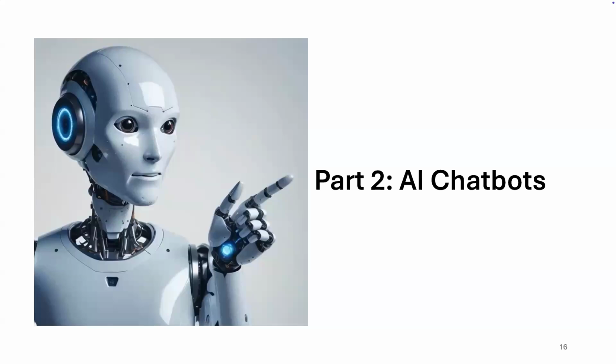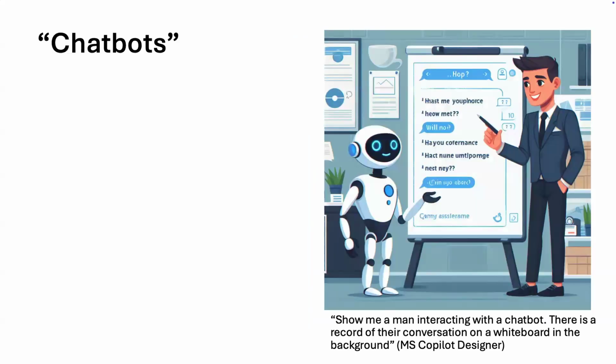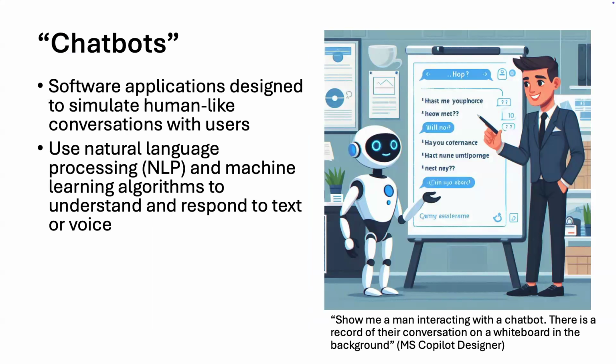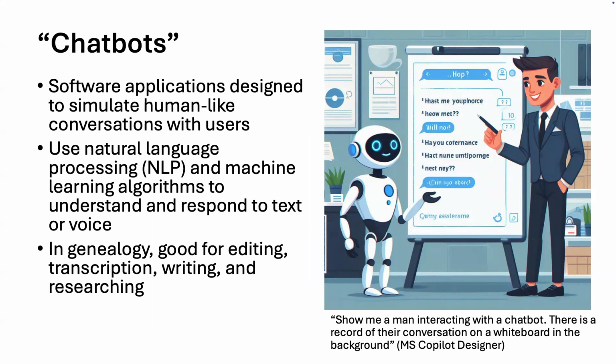So there's a thing called chatbots, and ChatGPT is one of those chatbots, and there's a lot of them. They are essentially apps. You can put ChatGPT on your phone as an app. They use natural language processing and machine learning, which is the training, to understand and respond to not only text, but voice and images. In genealogy, and this is where we're going to talk a lot more about this, it's good for editing text, for transcribing documents, because AI is really good at figuring out what a document looks like.